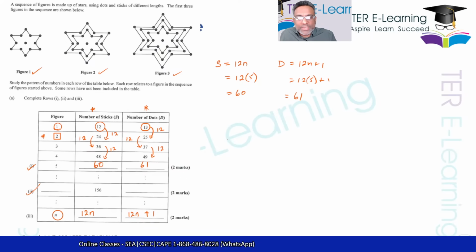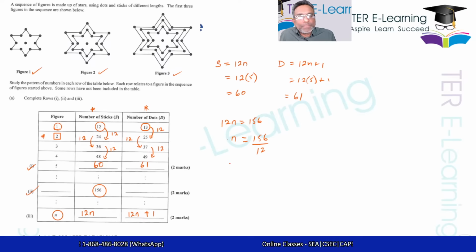Then we need to work out this second row here. So we have the number of sticks being equal to 156. So all you need to do is to say the number of sticks is 12n, and that is equal to 156. So therefore, n is equal to 156 over 12. So 156 divided by 12, we're going to get 13. So this corresponds here to figure 13. In our figure 13, we're going to have 156 sticks.